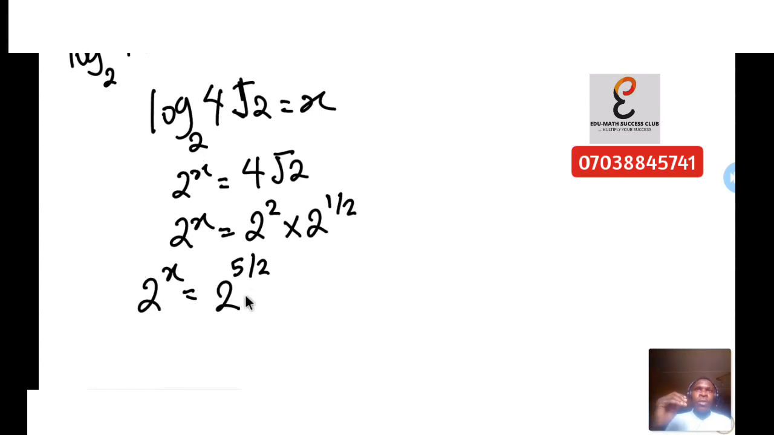2 plus 1 over 2. So if you do that addition, 1 and 2 is 2, 2 times 2, 4, plus this one will give you 1, so that will give you 5 over 2. Okay, so 2 plus half is 5 over 2. Then the next step is the bases are the same, just equate the powers. Okay, so these two cancel out, so x equals 5 over 2.